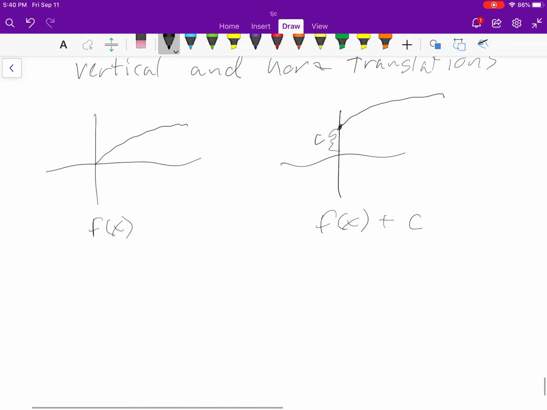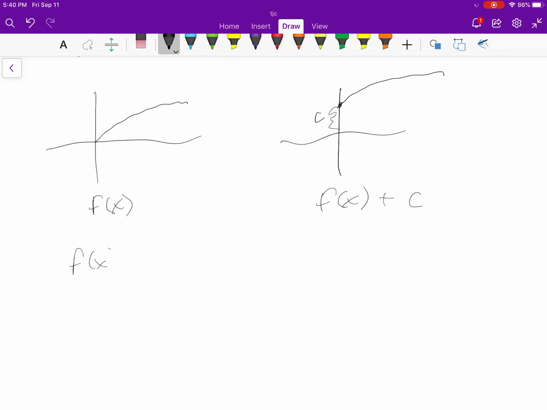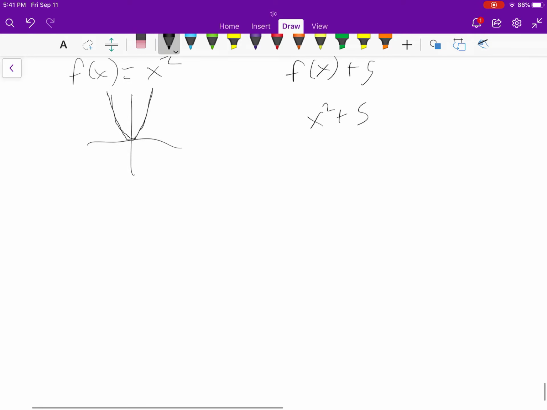So if we have some function, say f of x equals x squared, which looks like this, a parabola that crosses right there, and we want to move it up, say, 5 units, then all we need to do is add 5 units to the outside. So to move it up, you go f of x plus 5, which is x squared plus 5. That will be the function that we just drew, except now it'll cross here at 5. That's known as a vertical translation.